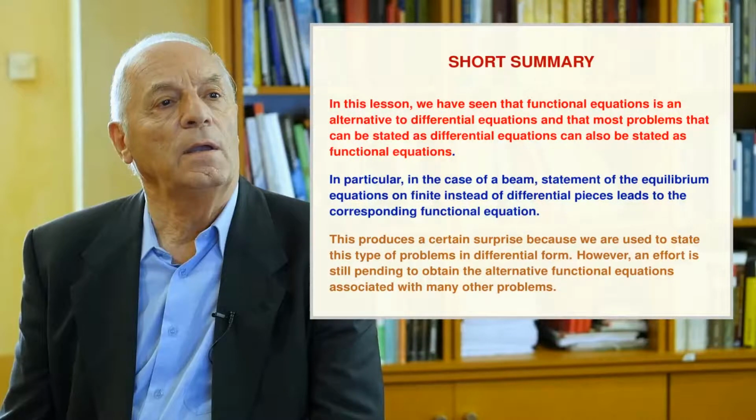In this lesson, we have seen that functional equations is an alternative to differential equations, and that most problems that can be stated as differential equations can also be stated as functional equations. In particular, in the case of a beam, a statement of the equilibrium equations on finite instead of differential pieces leads to the corresponding functional equation. This produces a certain surprise because we are used to state this type of problems in differential form. However, an effort is still pending to obtain the alternative functional equations associated with many other problems.